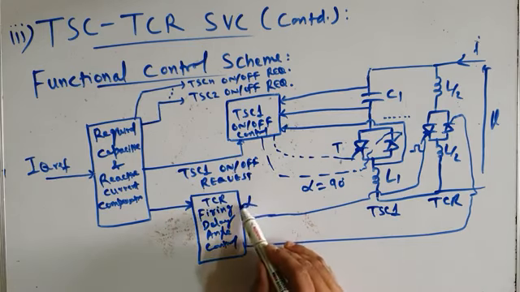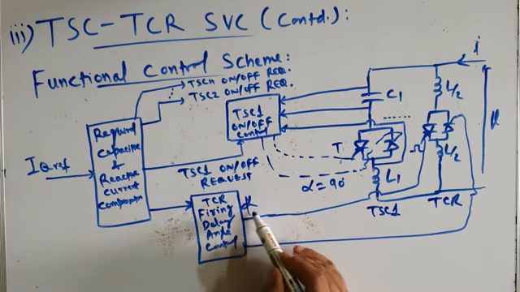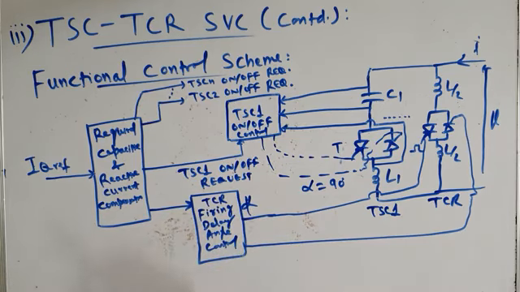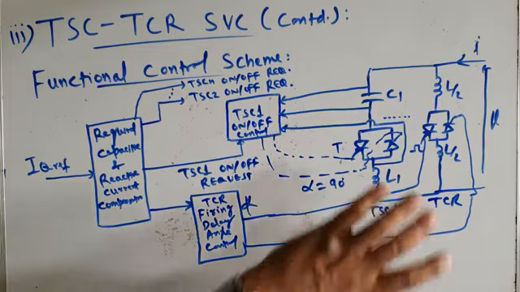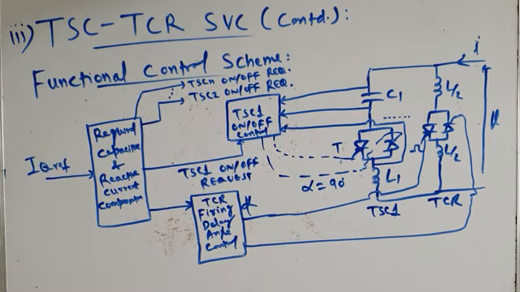Okay, at a particular value of alpha. What will be the value of alpha? That depends upon how much reactive power has to be absorbed by this TCR. So this is basically the functional control scheme.